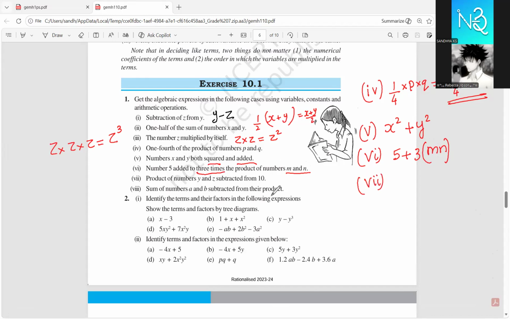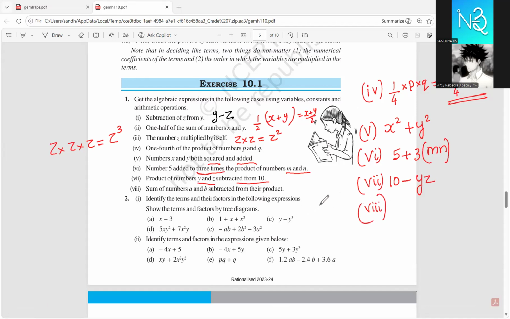Then seventh one. Product of numbers y and z subtracted from 10. 10 minus. From 10 means whatever comes after 'from' will come first. So 10 minus is correct. Y into z, yz. Correct. 10 minus product of numbers y and z means yz. So 10 minus yz. Okay. Yes. Next.